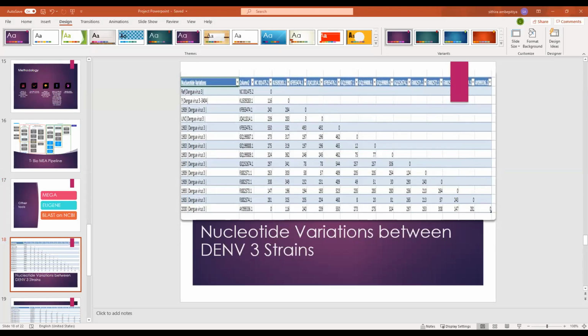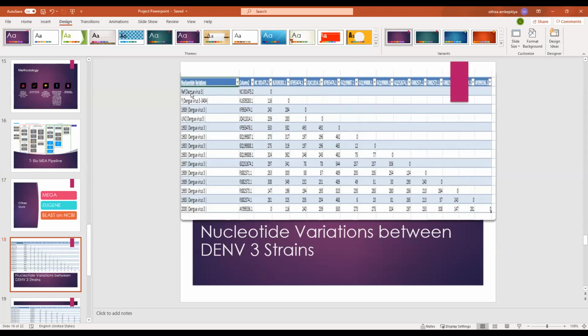And so are you showing in this table right here the number of mutations in each protein? Yeah, we'll get to the MSA. So what we did was on Mega, we calculated between all the strains, compared with each other. So this is the number of nucleotide variations between each strain. I put it in graphical form, so it's easy to read.